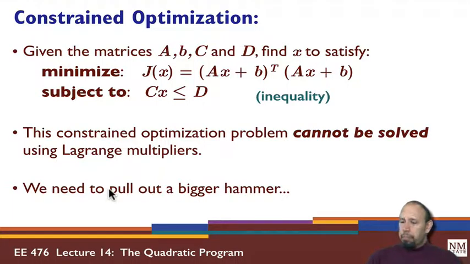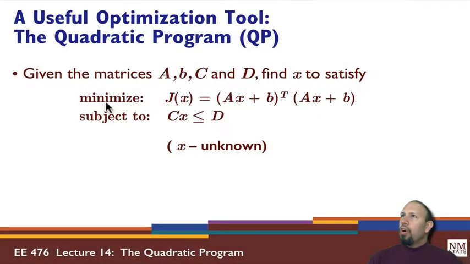Well, we need to use something called the quadratic program. The quadratic program says, given the matrices A, B, C, and D, we need to find x that satisfies this. So here we have less than or equal to. Again, x is unknown. We're trying to find x that minimizes this quantity and ensures that these conditions are satisfied. So this is what's called a quadratic program.